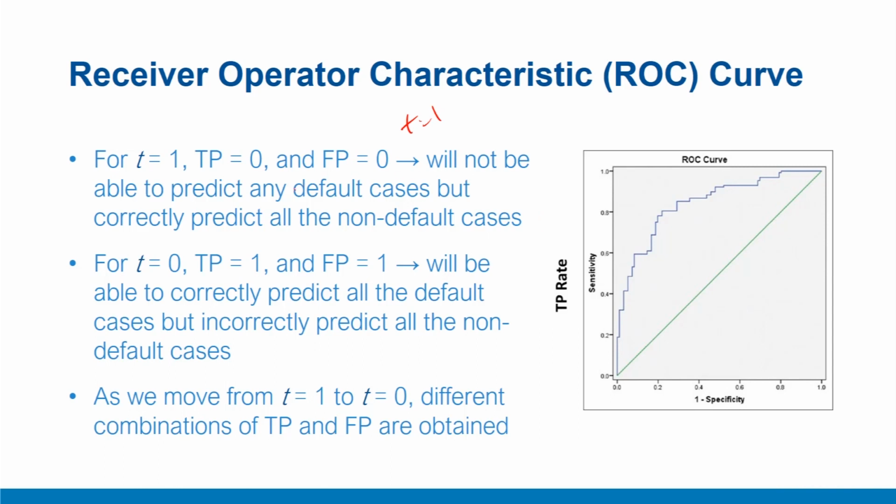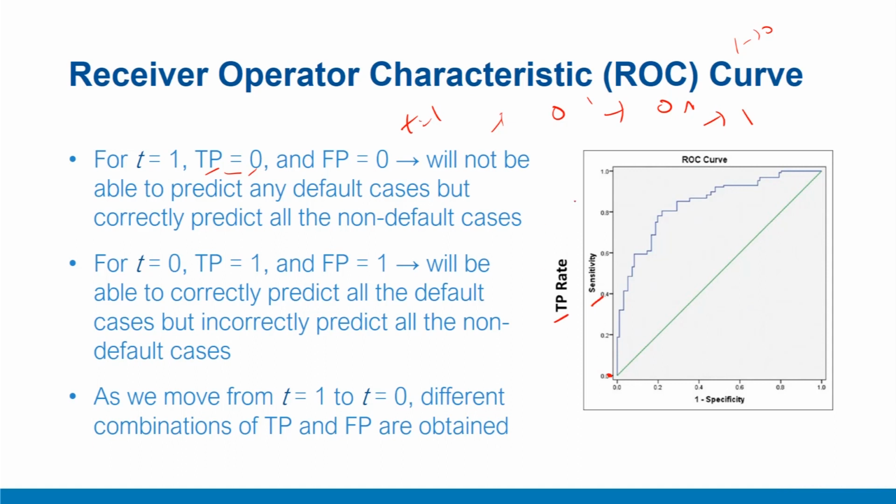In that case, our true positives will be 0. T equal to 1 is an extreme case where all the cases will be considered as non-defaulters. So all the loan applications, whether they are zeros or ones, will be considered as zeros. That means none of the cases will be classified as ones. Even the ones, all the ones will be classified as zeros. And therefore true positive rate is 0. So the true positive rate or sensitivity of the model is here 0.